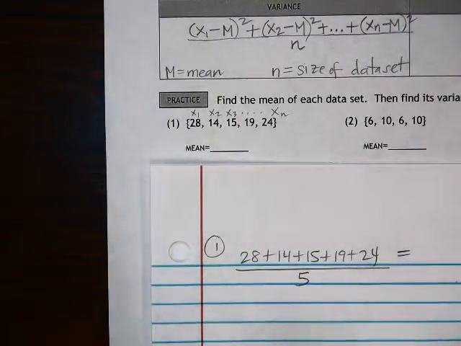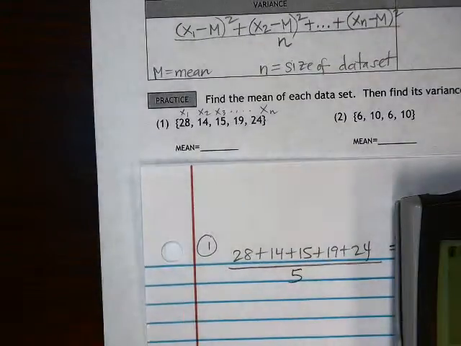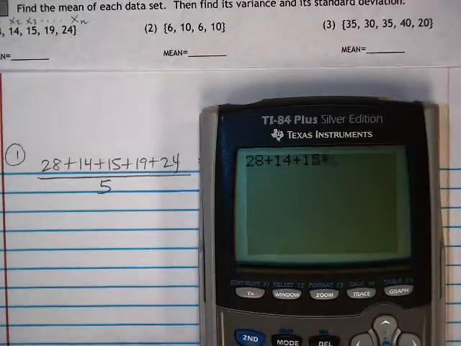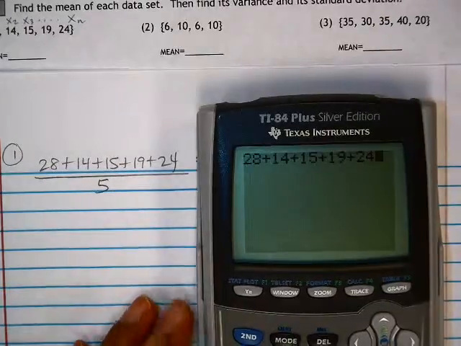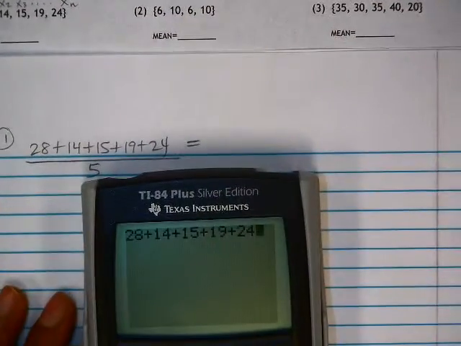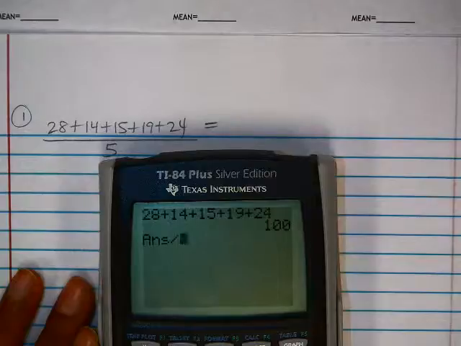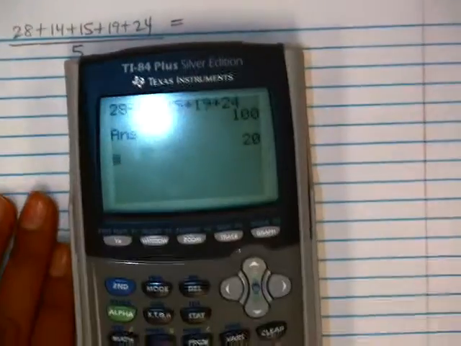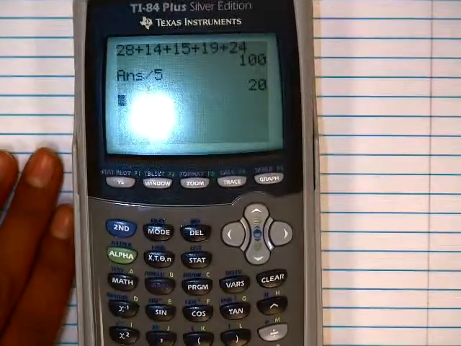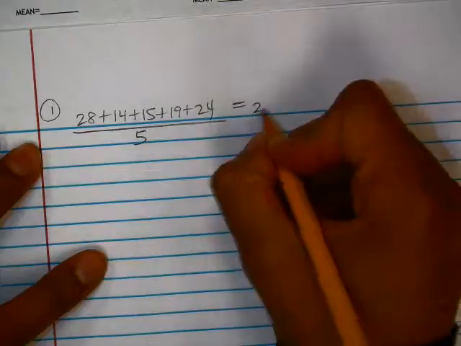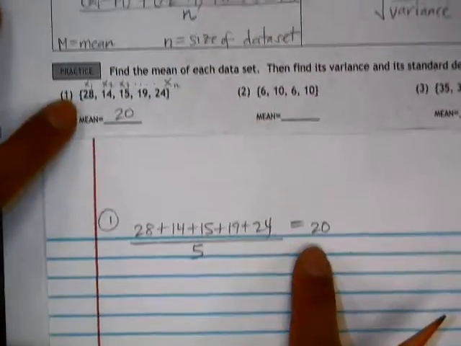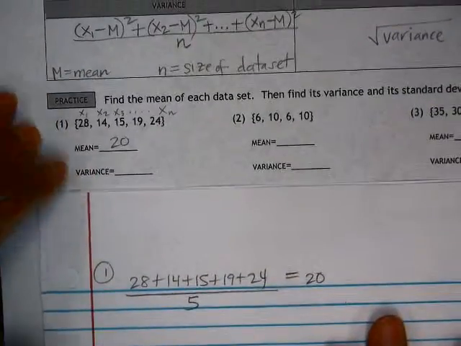And just to speed things up, let's go ahead and use a calculator just to figure this out. So we have the sum of all of these and then divided by the number of pieces of data, which is 5. And we get the average is 20. So we'll say the mean of the set of data is 20. Now that we know what the mean is, we're going to go ahead and try to figure out what the variance is. So variance is using this formula.